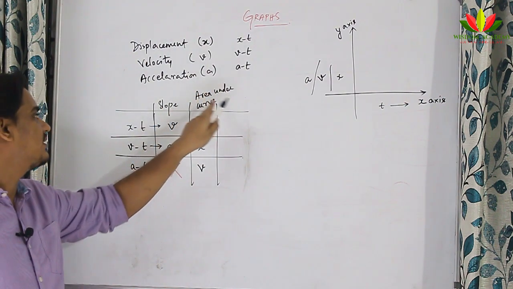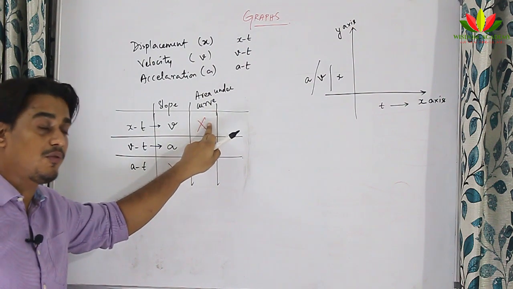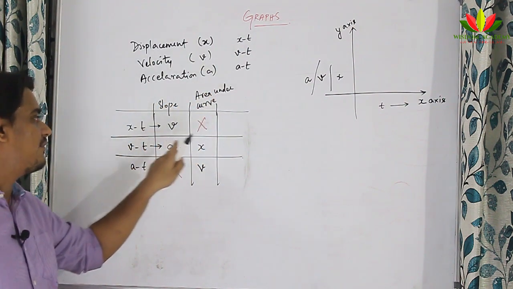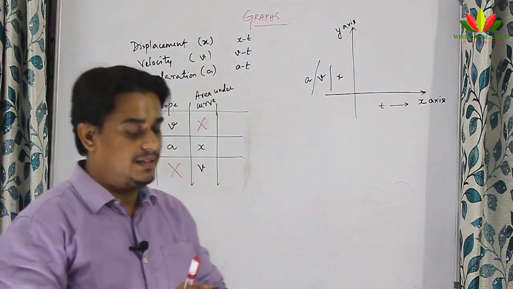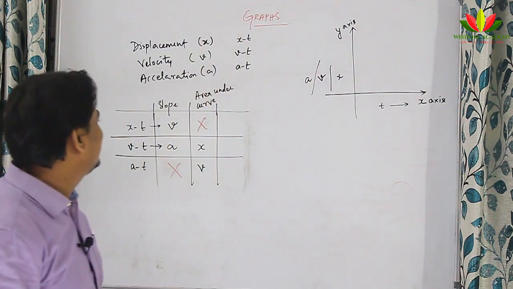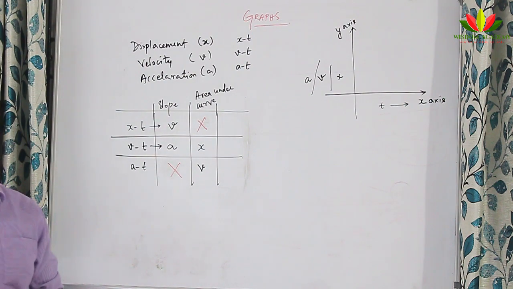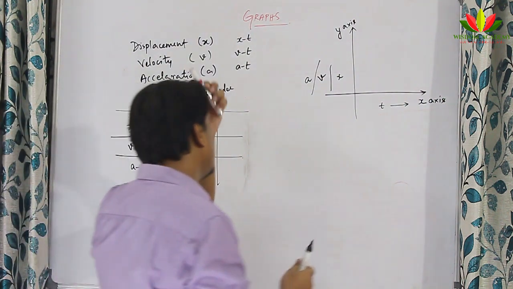Same way, area under the curve of the x-t graph gives no information, area under the curve of the v-t graph gives displacement, area of the a-t graph gives velocity, right? Now you may be thinking, what is this slope and what is this area under the curve? Fine. So suppose any curve is drawn on this.